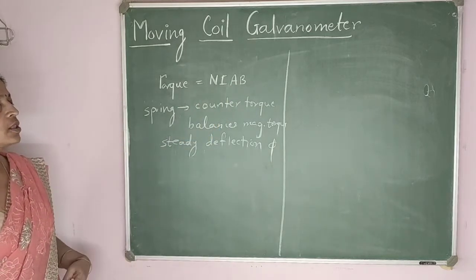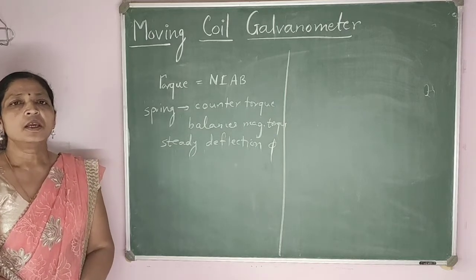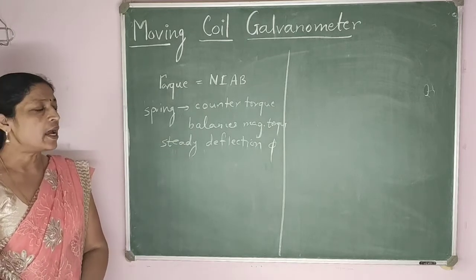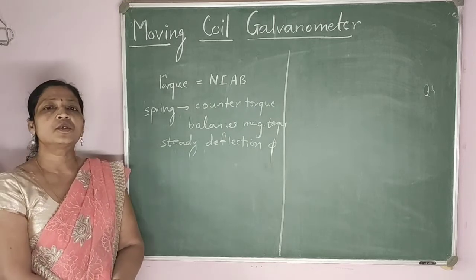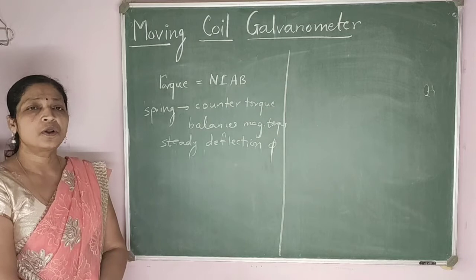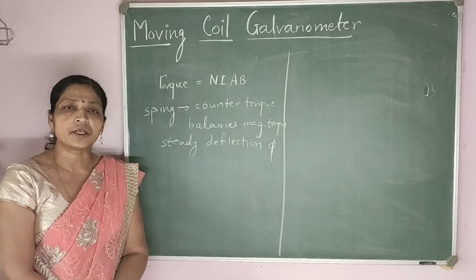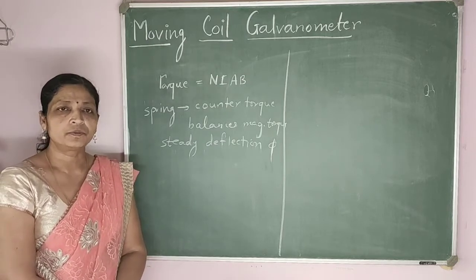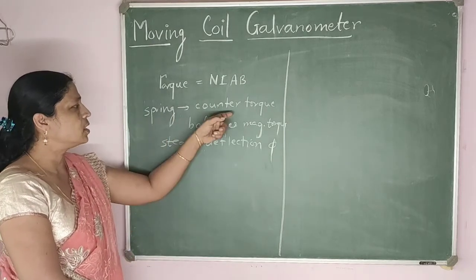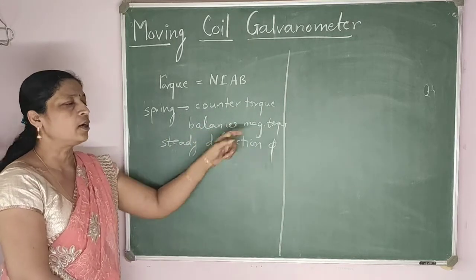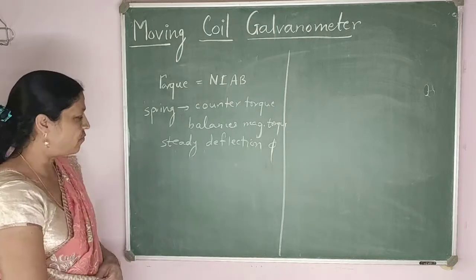Now, in the construction diagram, we have seen that the end of the rectangular coil at the base is connected to the spring. And that spring also produces torque. But the torque which is produced by the spring is called a counter torque. What is a counter torque? Counter torque means a torque which is in the opposite direction to the torque of the rectangular coil. So what will happen due to that counter torque? This counter torque which is provided by the spring balances the magnetic torque and produces a steady deflection phi.